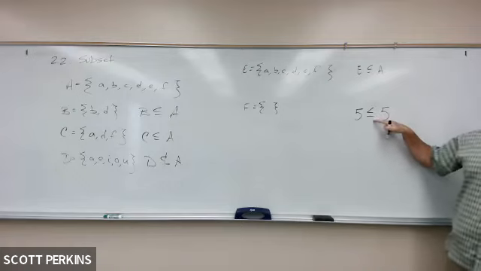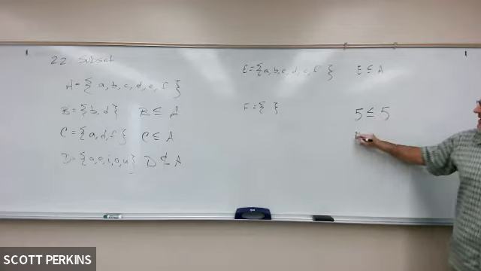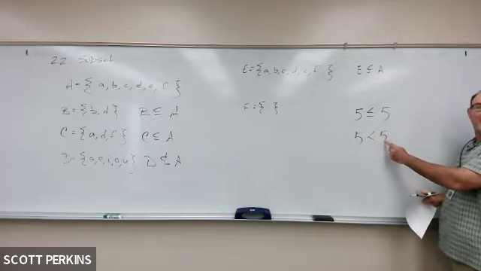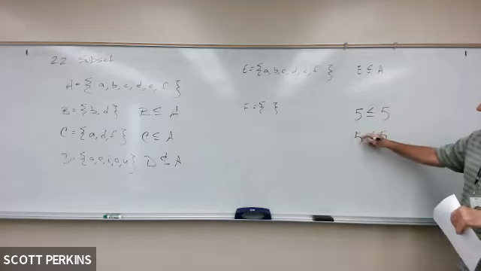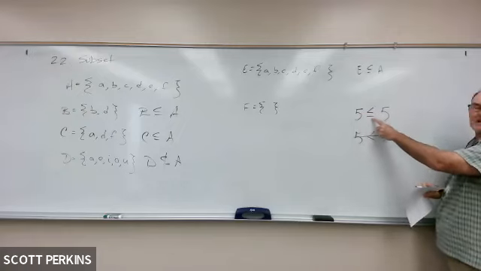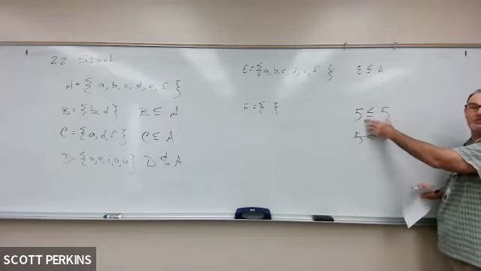We got a little equal bar here. You might be confused by this statement right here. Is this a true statement? Is 5 less than 5? No, that's false. But if I put a little equal bar right there, this now means 5 is less than or equal to 5. So this now is a true statement.